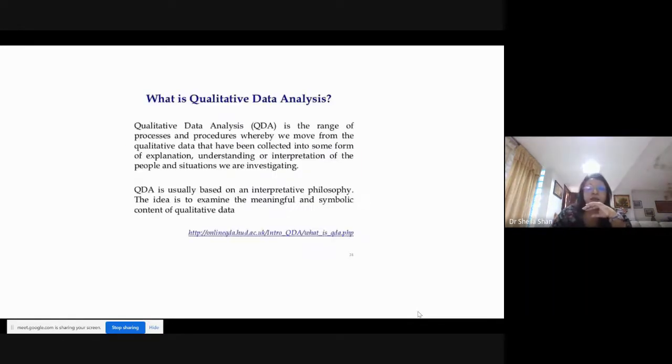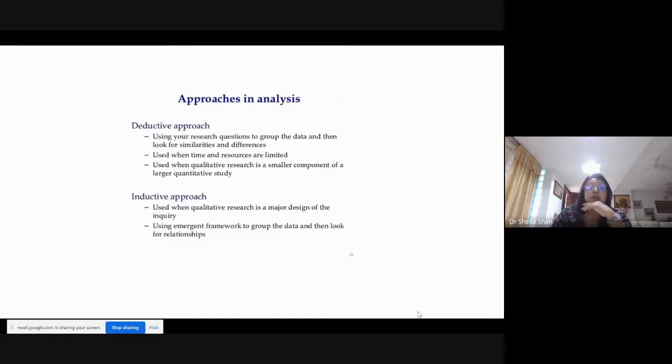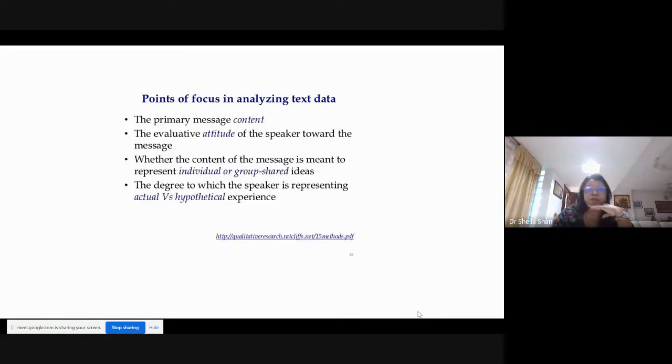So when you analyze, how do you analyze? We have two types of approach: deductive approach and inductive approach. This approach I have talked about before in my earlier slides. I tell you some of them are related from one topic to another topic. All right. Points of focus in analyzing the data. Qualitative data are more difficult to analyze compared to quanti. Quanti, you just put it into SPSS, it will analyze for you, then you do the interpretation.